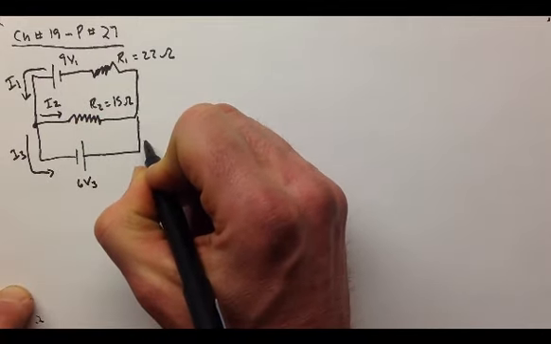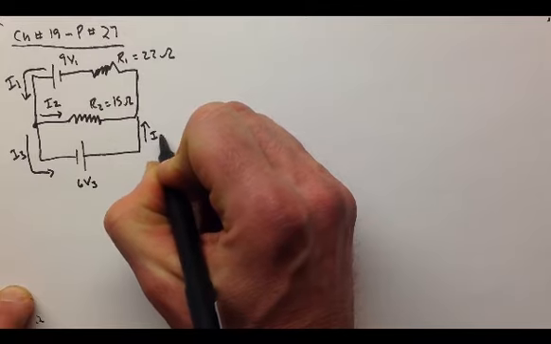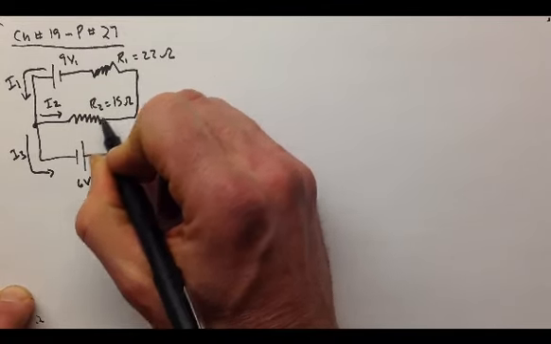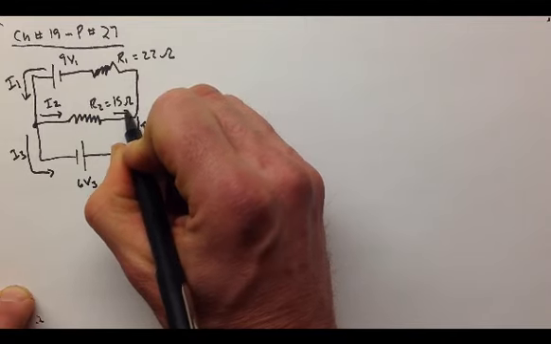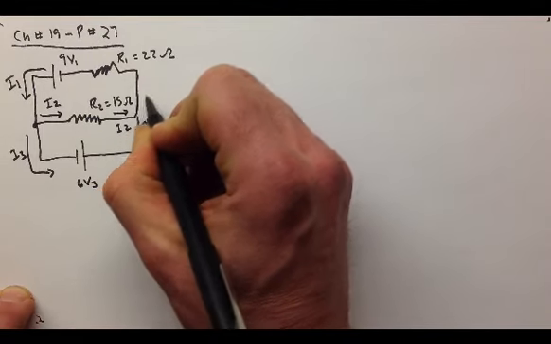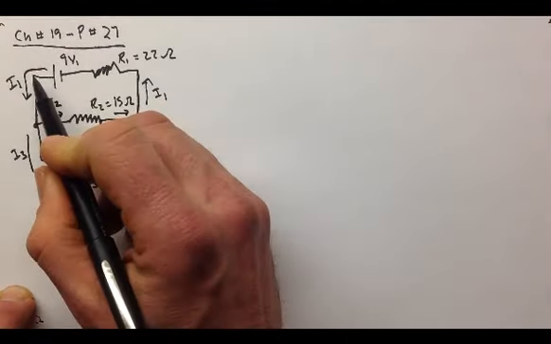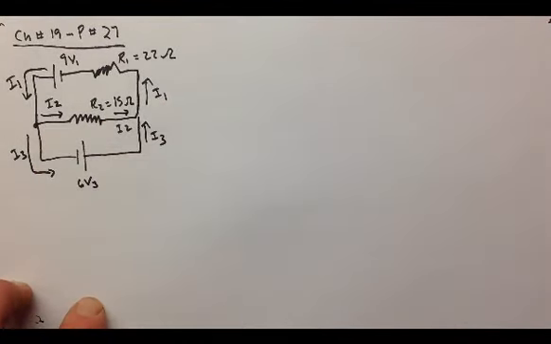And of course, we would have I3 coming back up here after it goes through this battery, and then I2 would be going that way and joining back up. And this, of course, would be I1 because the current going out of this battery and coming into this battery have to be the same.